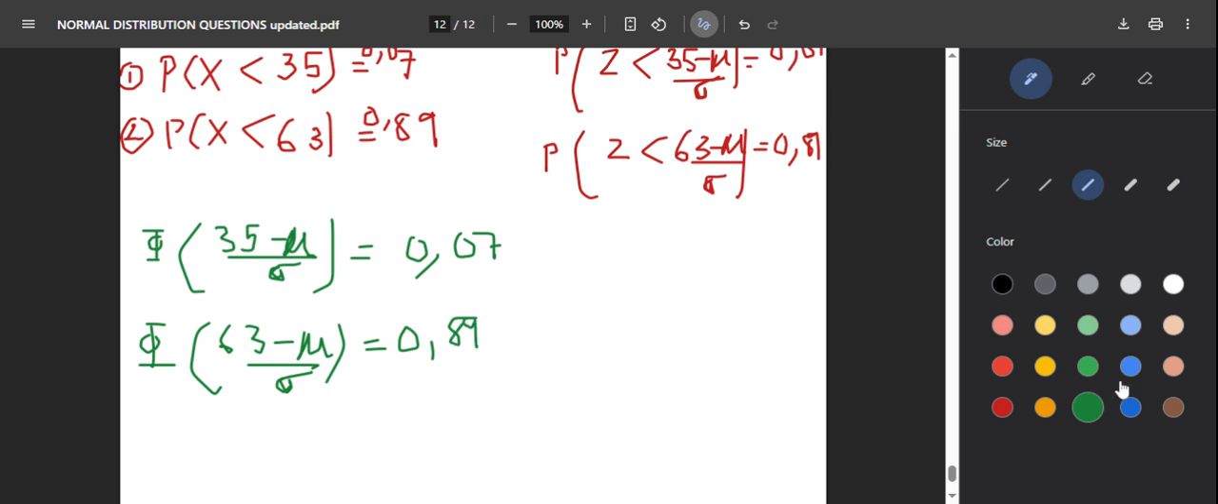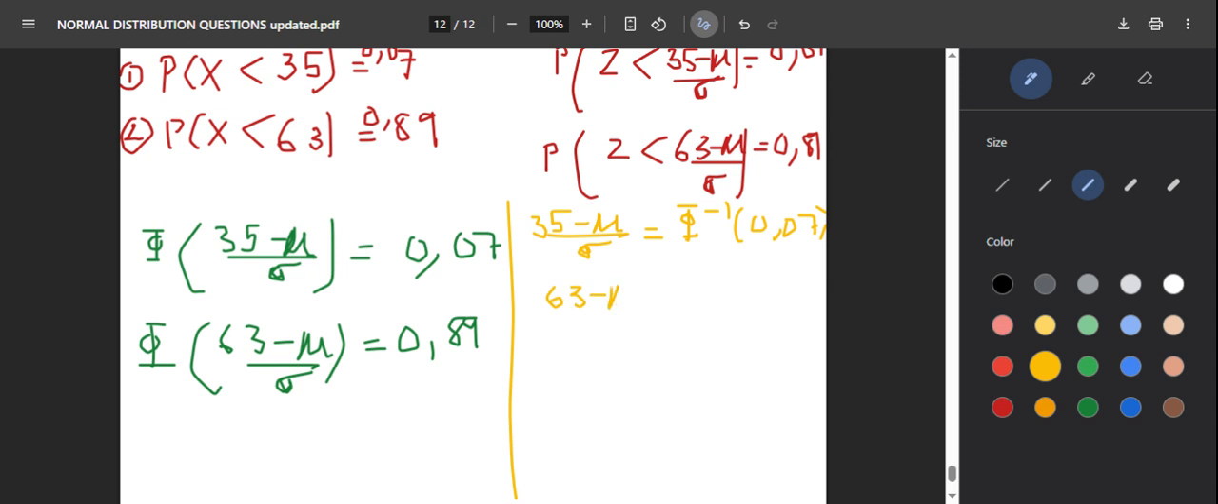Now, from here, how do we proceed then? You then say (35 minus mu) over sigma is equal to arc phi of 0.07, and then (63 minus mu) over sigma is equal to arc phi of 0.89. Let us proceed. So this is step number 3 and this is step number 4.